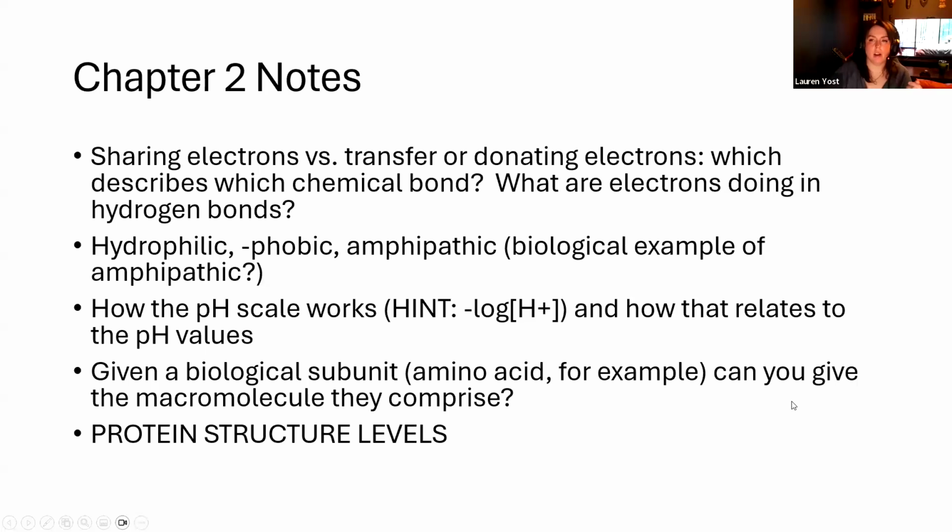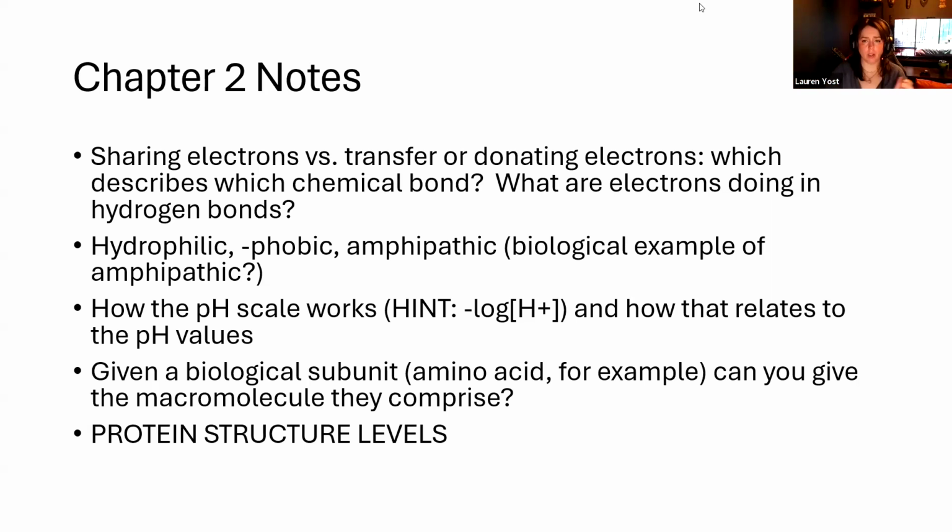So just reminding you guys, sharing electrons versus transferring electrons, which bond is which. Sharing electrons, that's going to be the covalent. We're going back and forth between those atoms. But if we're completely donating that electron to the other atom, that's ionic. It's going to create ions.